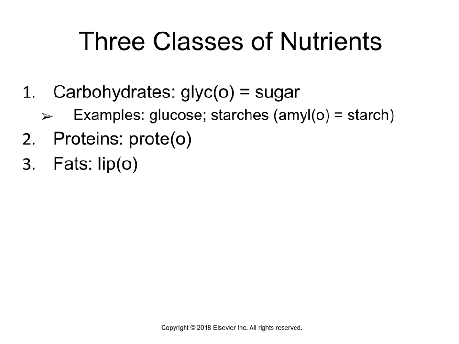And the last class of nutrients on this slide is fats. Fats are also called lipids, and they serve as an energy reserve. When stored in fat cells, they form lipoid tissue that helps to cushion and insulate vital organs. So you do have a combining form here. It's lipo, which means fat.